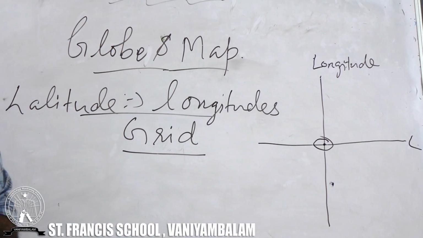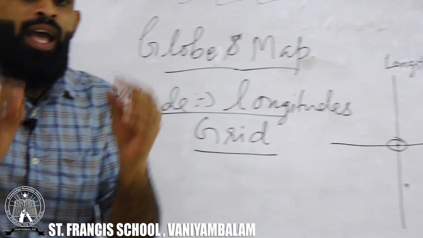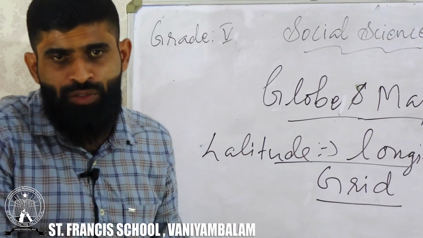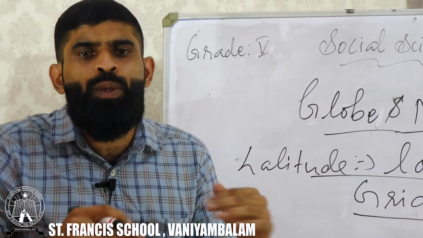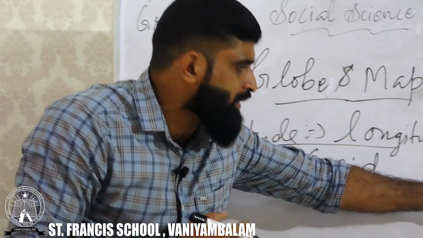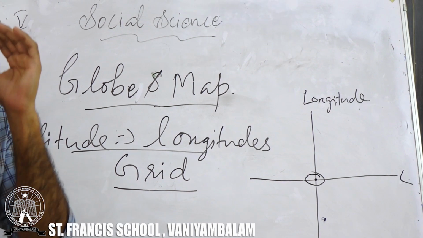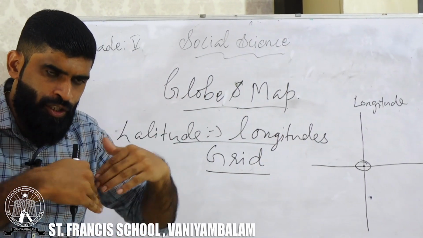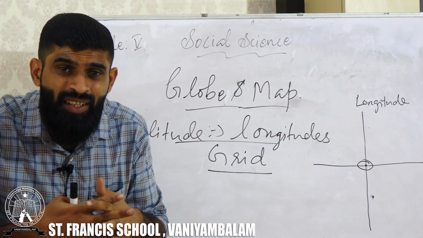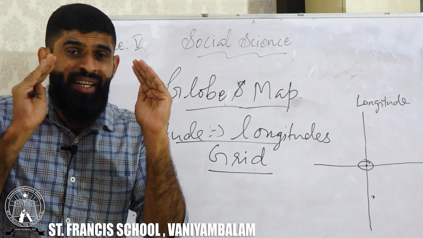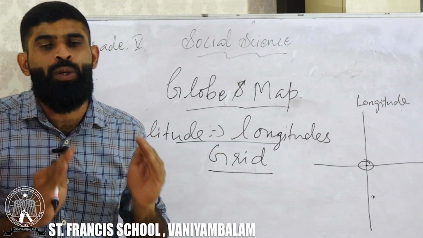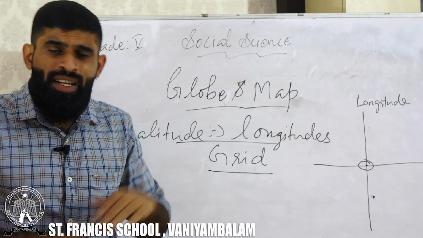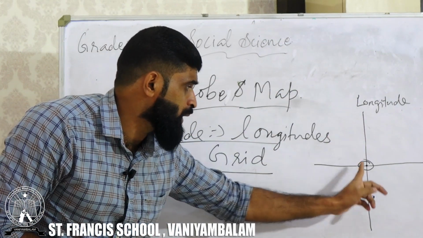Imagine we want to find a place, and for that place there will be some numbers: a number of latitude and a number of longitude. Where these latitude and longitude intersect, we can easily and exactly find the location, the place we require to find on the earth's surface. That is the use of longitude and latitudes.